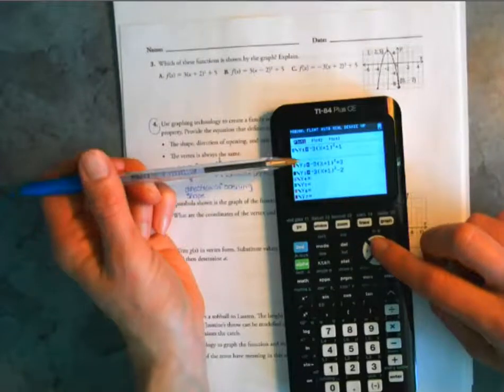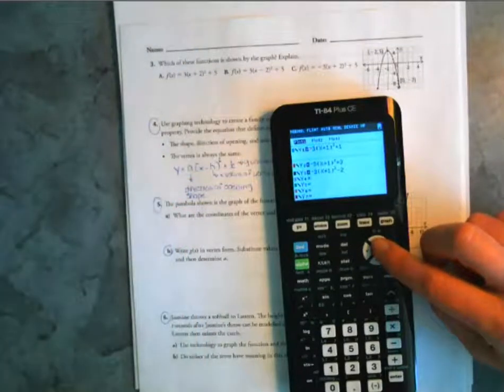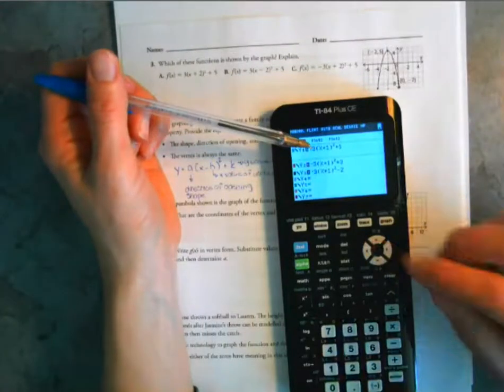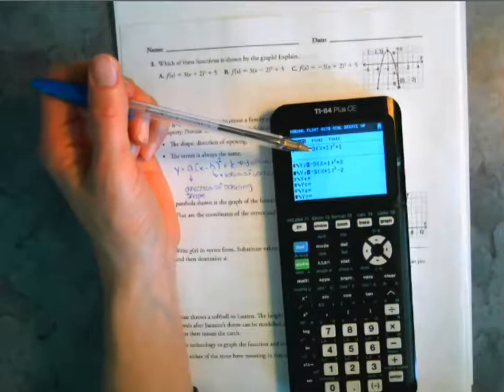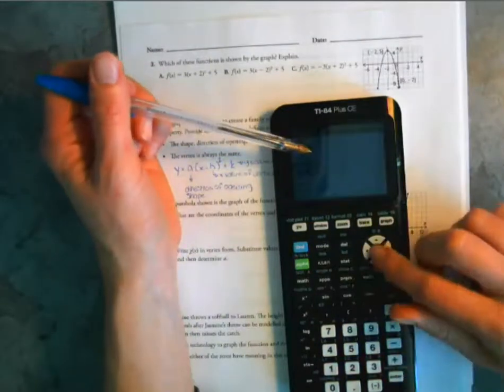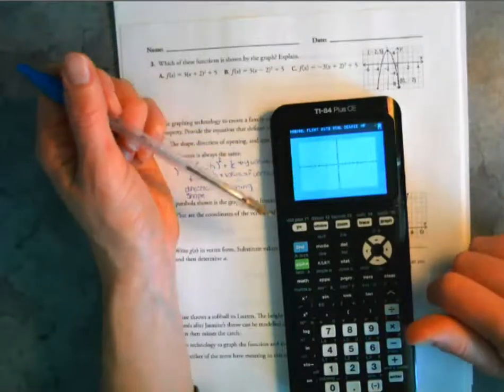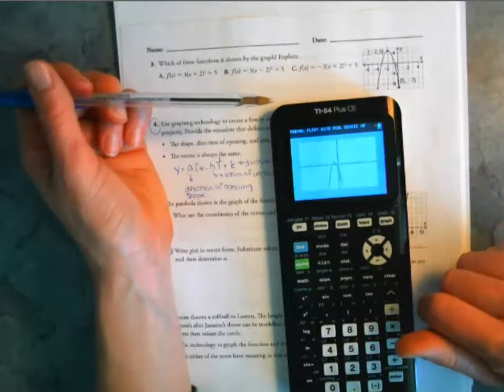Now, if you have an earlier version or a simpler version of this calculator, I can't remember exactly how, I think they differentiate with maybe dashes or lines, or you might just have to graph them separately to see them.